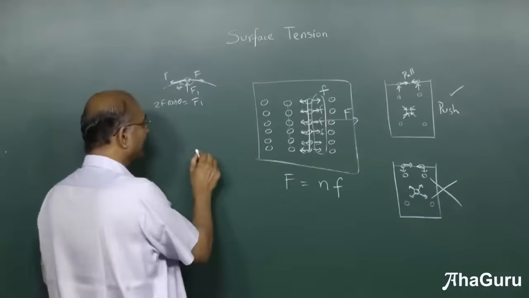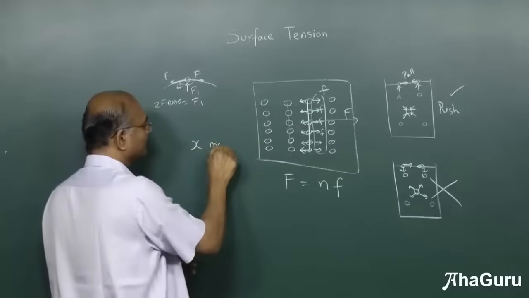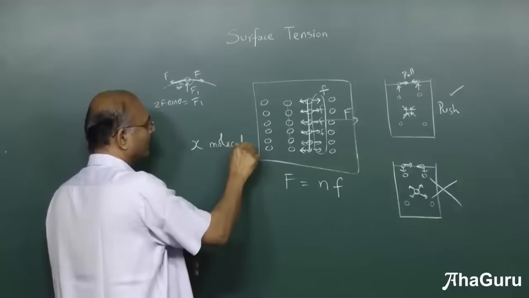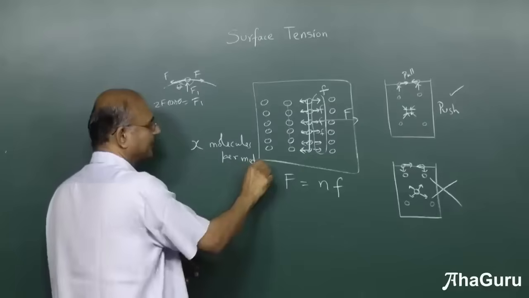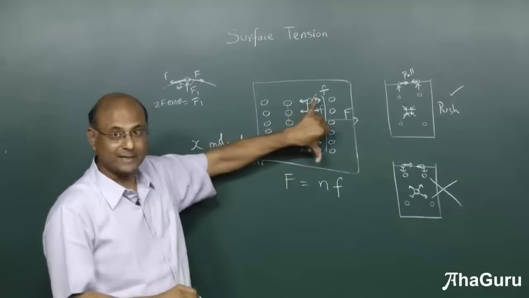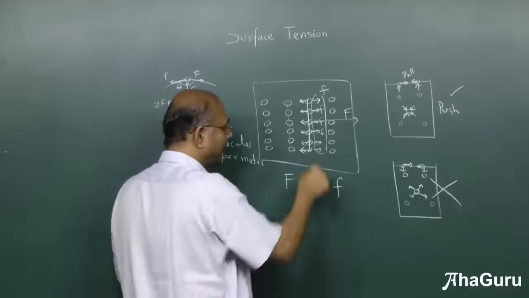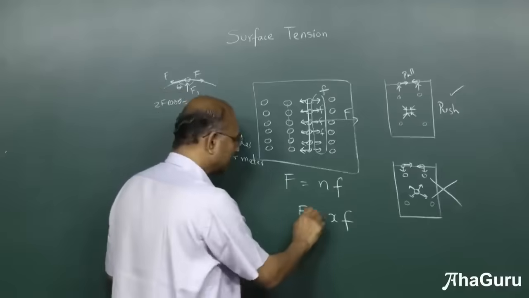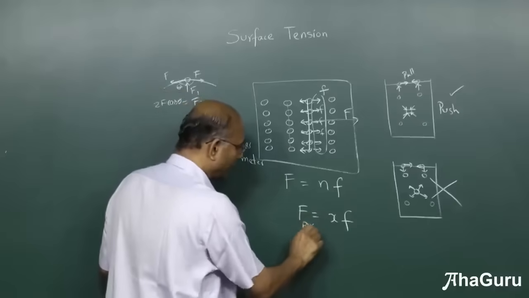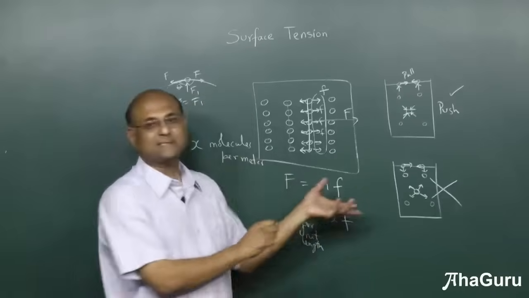So suppose I say that there are, let us say, x molecules per meter. Suppose we say that. That means in 1 meter, there are how many molecules? There are x molecules. That means the force will be x times f, right? The force per unit length will be x times f.